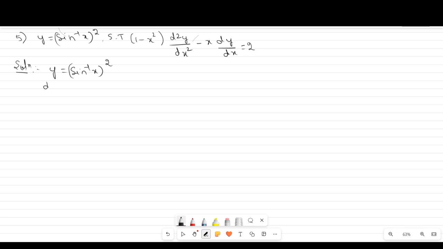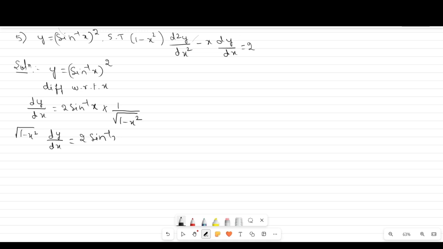Let me differentiate this function with respect to x, and find the first order derivative. Dy by dx equals 2 into sine inverse x. First I'm considering the power, so this is in the form of x square, whose derivative is 2 sine inverse x, into the sine inverse x derivative, which is 1 by root of 1 minus x square. So in the denominator, we are having root of 1 minus x square. You just cross multiply that to the left hand side. It becomes root of 1 minus x square dy by dx equals 2 times sine inverse x.